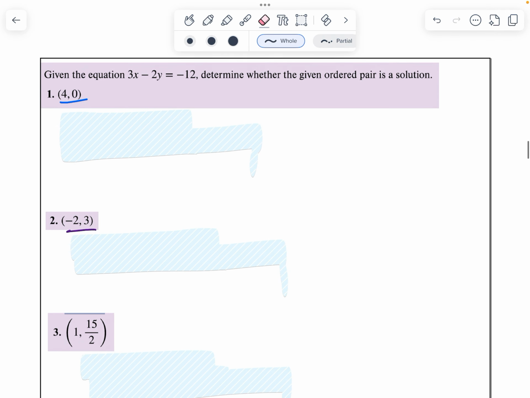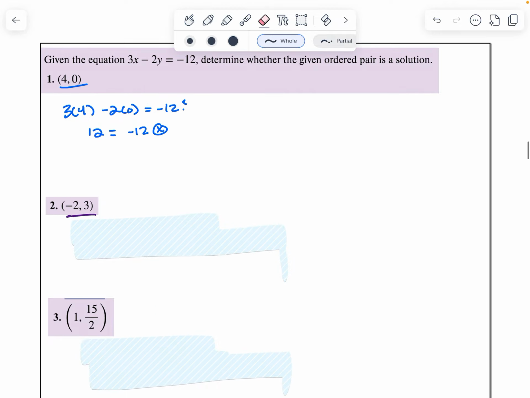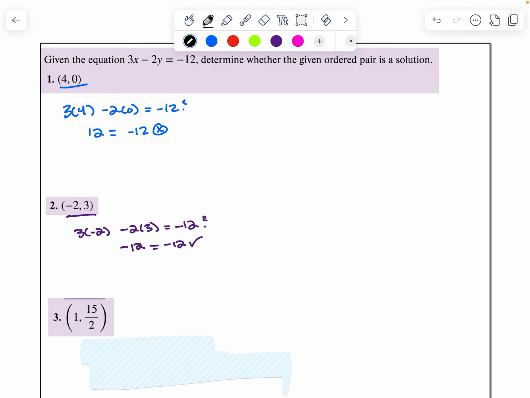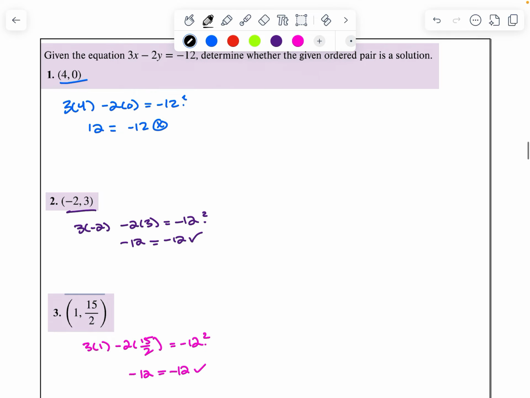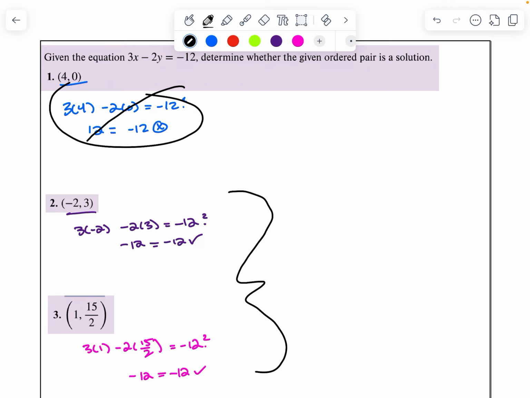Is 4, 0 a solution to this equation? It seems that it is not. I got 12 equals negative 12. That is not a solution. 3x minus 2y equals negative 12. Negative 2, positive 3 is a solution. Positive 1, positive 15 over 12 is a solution. So when we got it ready to graph this line, we would be graphing those 2 points and not graphing that point.